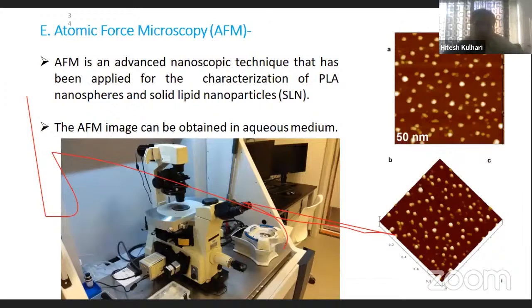Next is atomic force microscopy. This is one of the advanced techniques which is generally used for determining the particle size in 3D. Till now, with SEM and TEM, we can get only the 2D structure of the material, but using atomic force microscopy, we can determine the size of the particles in the 3D structure.